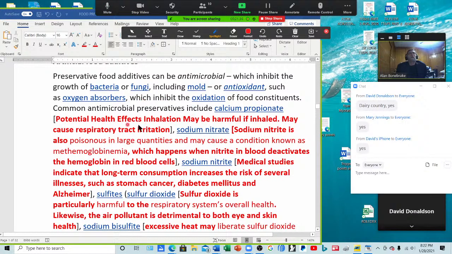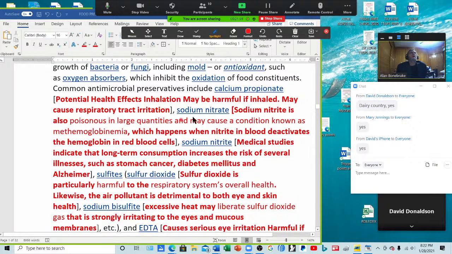Now, I went and looked up the MSDS. Some of these were pretty difficult. I had to look through four or five different MSDS sheets to find some of this. Common antimicrobial preservatives include calcium propionate. Potential health effects: inhalation may be harmful if inhaled, may cause respiratory tract irritation.